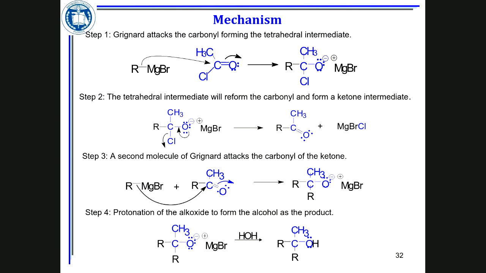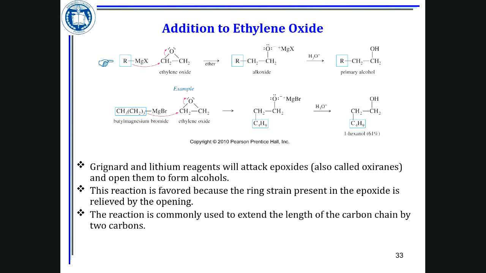Okay, with the acid halide, the intermediate compound that you're going to make is a ketone. The second mole is going to react with the ketone, and it gives you a tertiary alcohol as the final product. Questions?